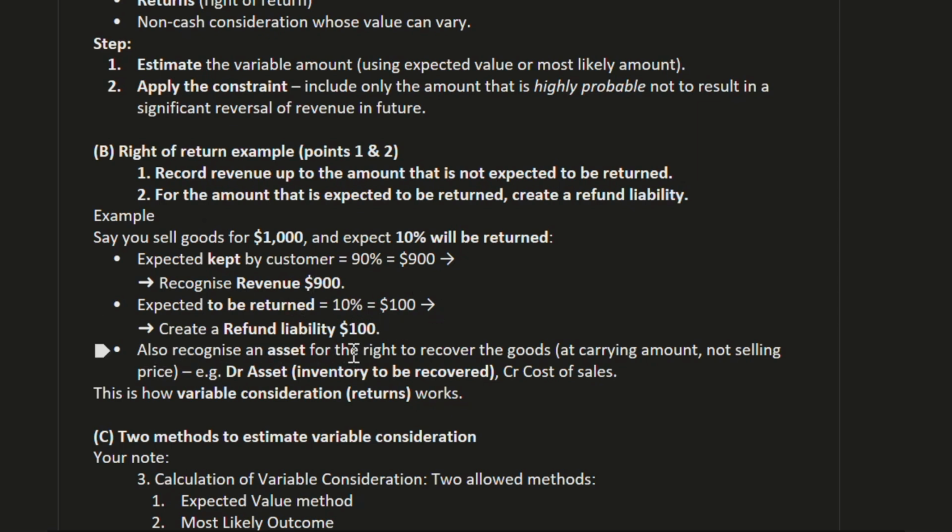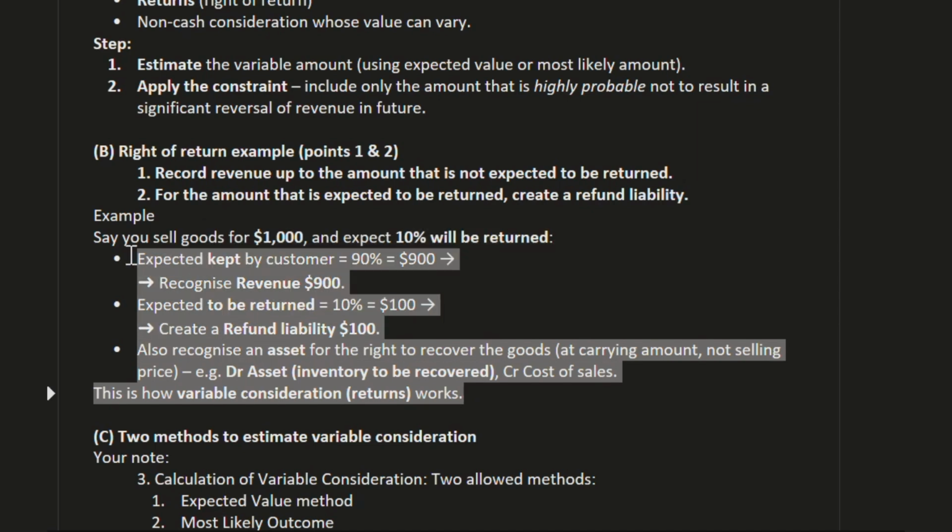Also recognize an asset for the right to recover the goods, at carrying amount, not selling price. Example: DR asset, inventory to be recovered; CR cost of sales. This is how variable consideration returns work. So here it is about variable consideration returns.